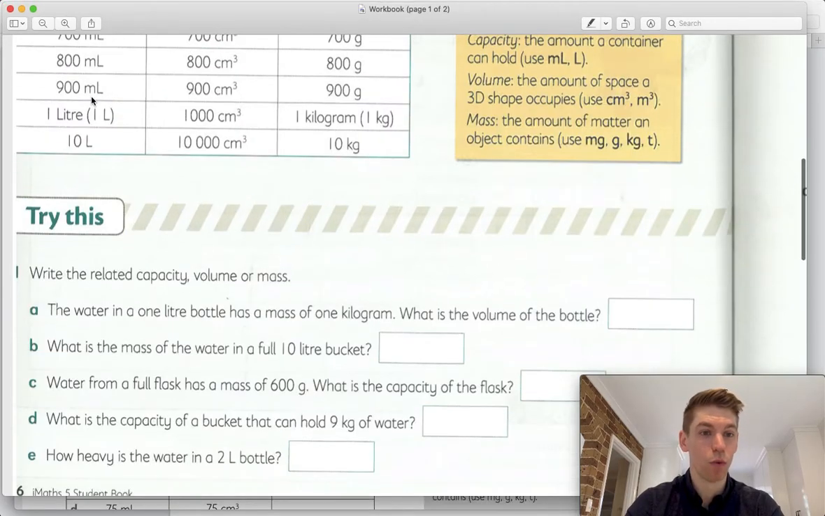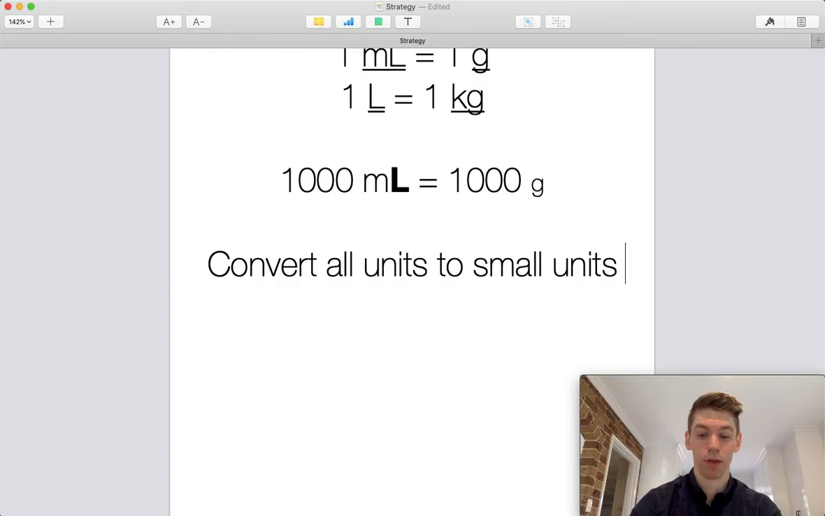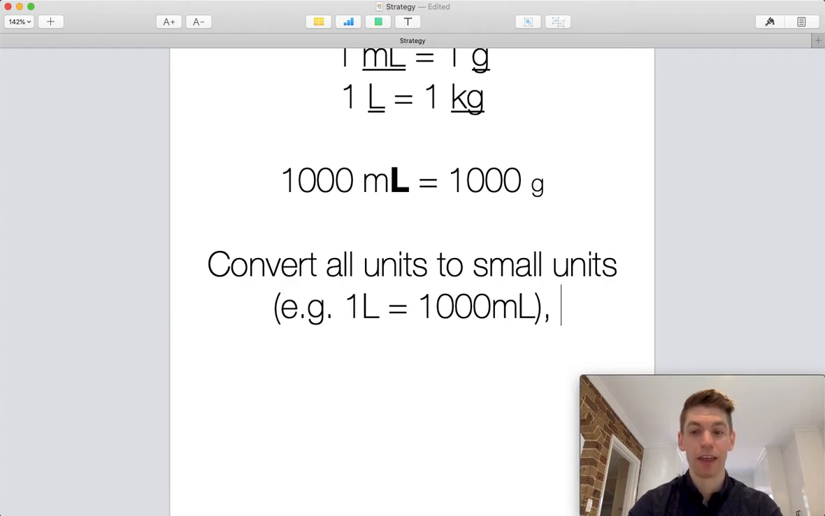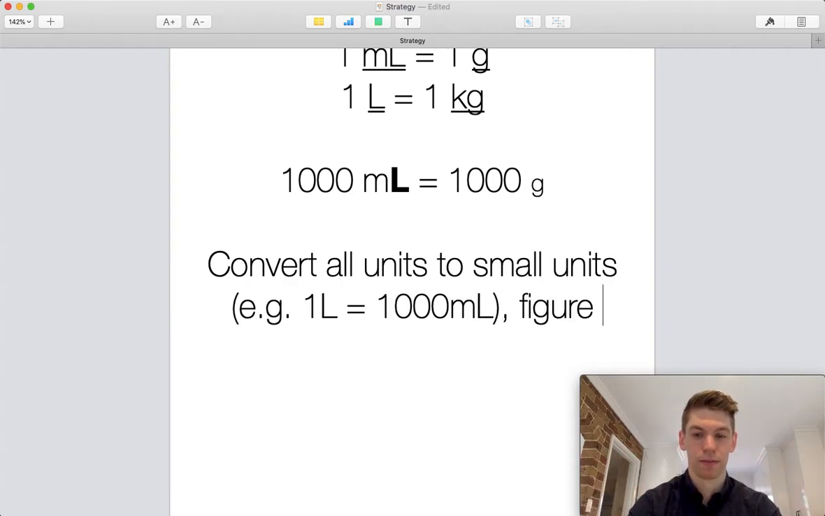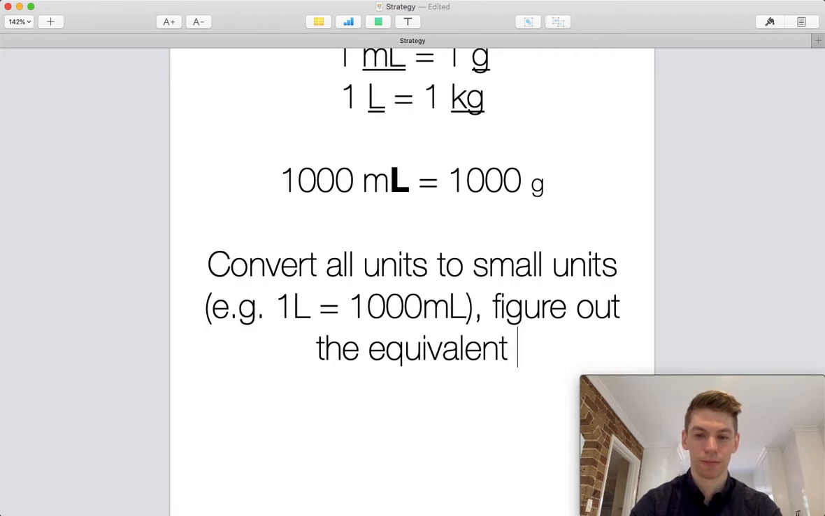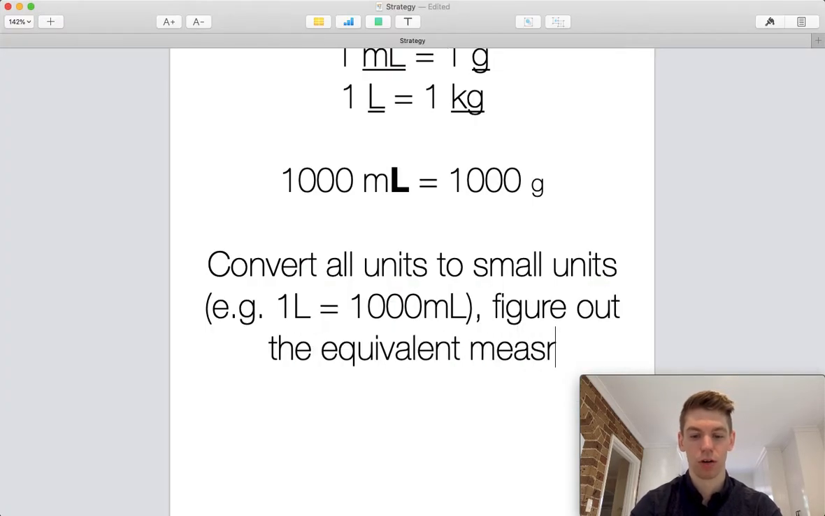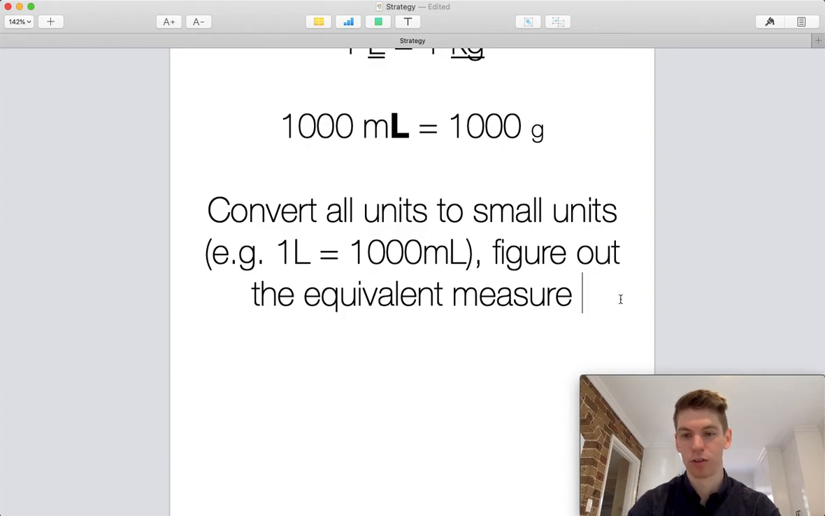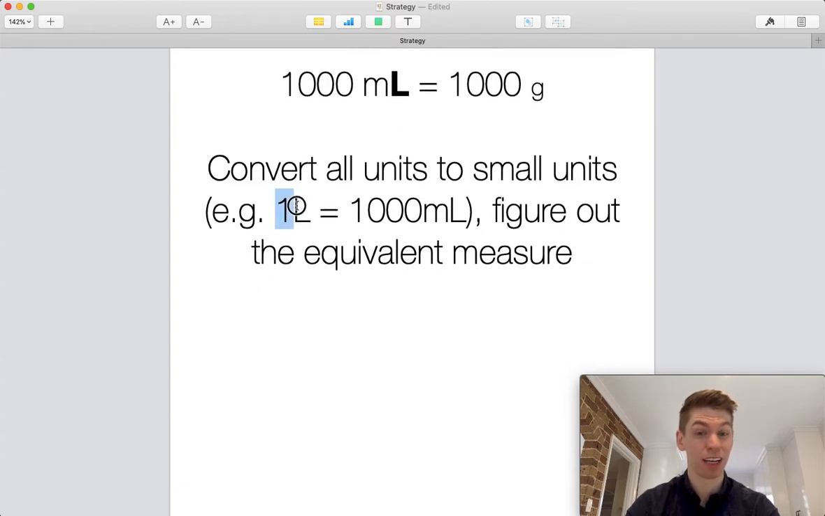So instead of thinking of 1 liter, I actually thought of that as 1,000 mil, e.g. 1 liter equals 1,000 milliliters. And then you can figure out the equivalent measure. So if you're going from capacity to volume to mass, if you use all of the small units, then you won't get confused, and at the end you can convert it back. Because if the answer is meant to be 1 liter and you write 1,000 mil, I will still give that answer. That is still correct.